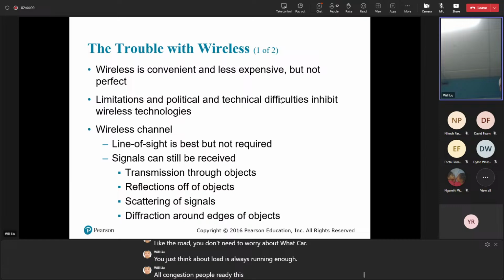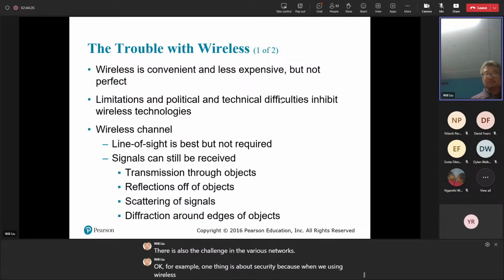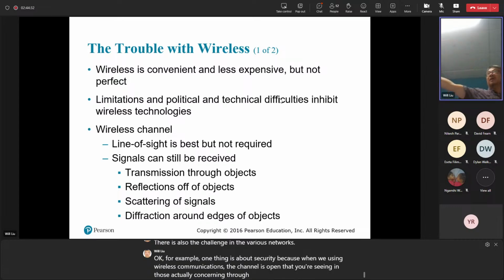Okay, and this is people's visions about the wireless network. But on the other hand, there are also challenges in wireless networks. For example, one thing is security, because when we're using wireless communications, the channel is open. So your signals can actually be sent through. It's not like a pipe.